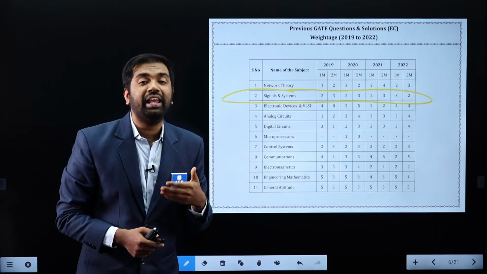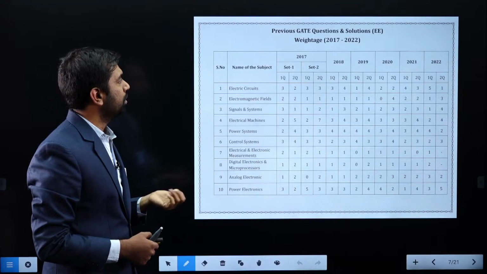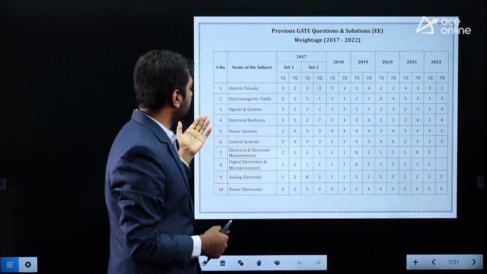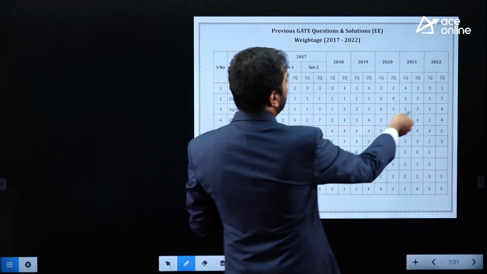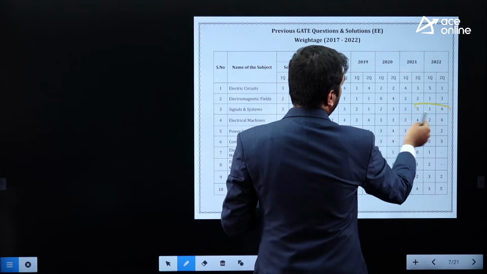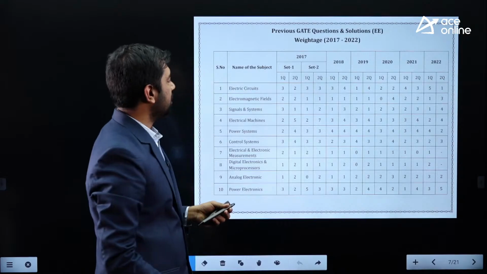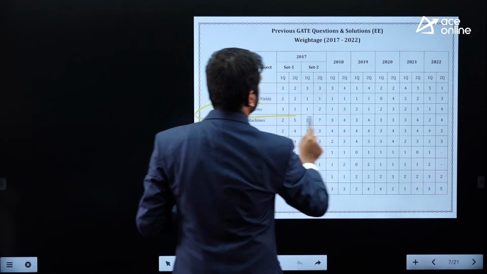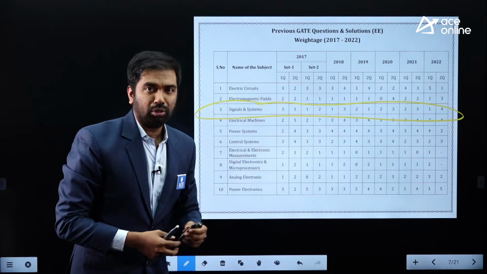Let's look at electrical engineering. So what's the weightage of this? So I have the weightage. So where is signals and systems? So here is signals and systems. Look at the recent questions. So 4 2-mark questions, 1 1-mark question. So here also you have on an average 8 to 9 marks. So this is where we have signals and systems. On an average you get 8 to 9 marks from this topic.